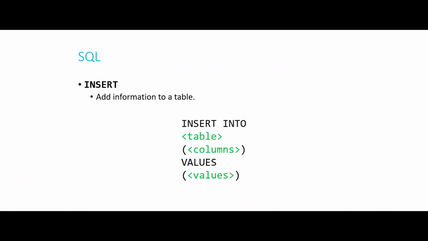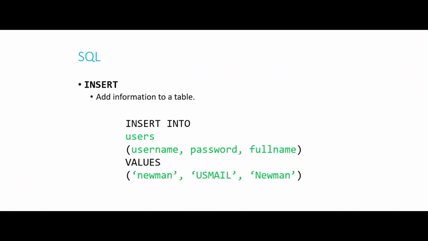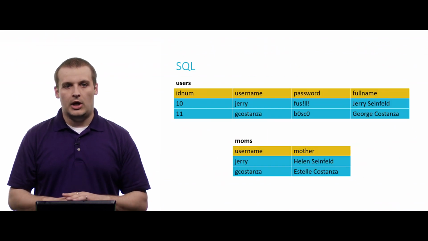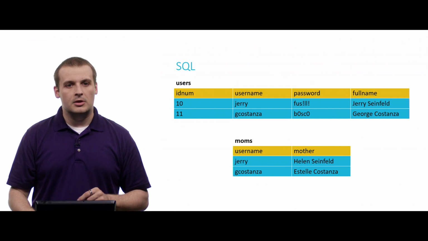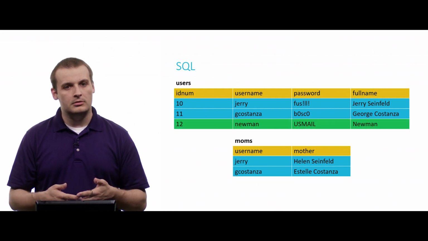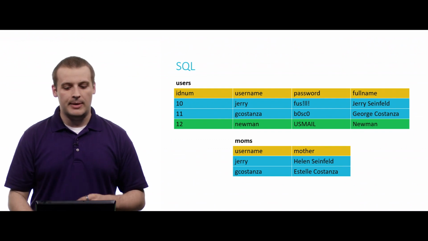in the same order. So, for example, I might want to insert into users into these 3 columns, username, password, full name, the values, respectively, Newman, in lowercase, US mail, that's going to be corresponding to the password, and then capital N Newman for full name. So assuming that I execute this query on the users table shown here, what's going to happen? Well, this is what's going to happen. We're going to add this row because we inserted into the users table.